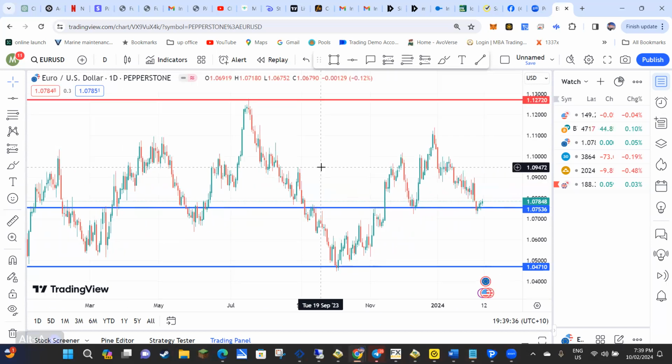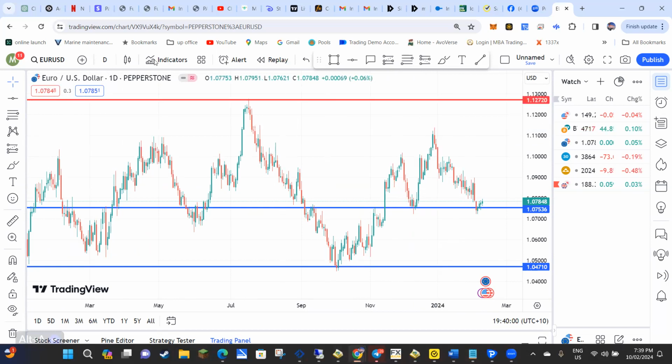Resistance, just so you understand, is always higher on the chart than the current market value. And support is always lower than the current market value. That's the only difference between the two, really. One means you're going to go up, one means it's going to go down.